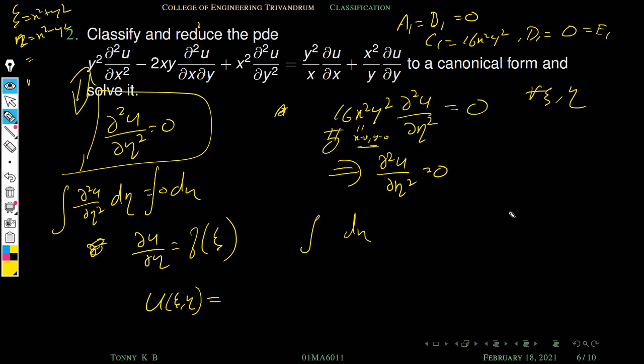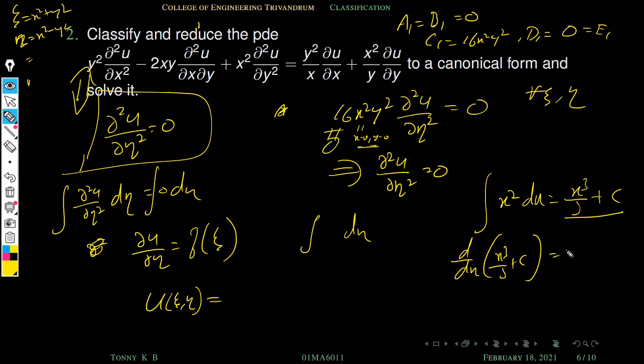What is the idea of constant of integration? For example, we have to integrate x square with respect to x. Then we know that its integration is x cube by 3 plus constant. Why this constant? This is called the antiderivative; the integral is the antiderivative. If you differentiate x cube by 3 plus c, this gives x square. So that's the idea of constant of integration.